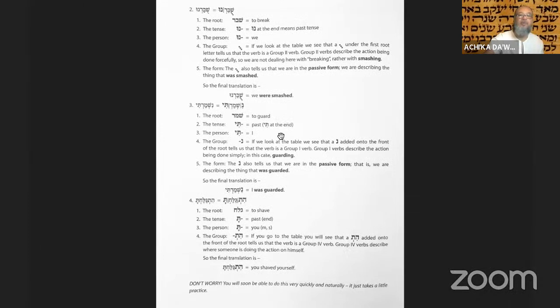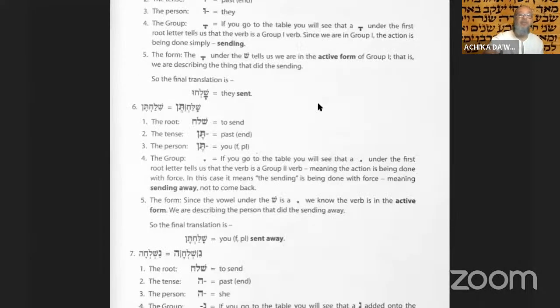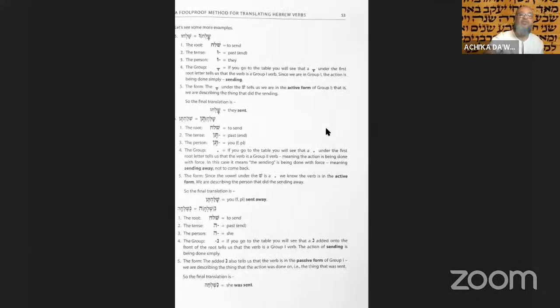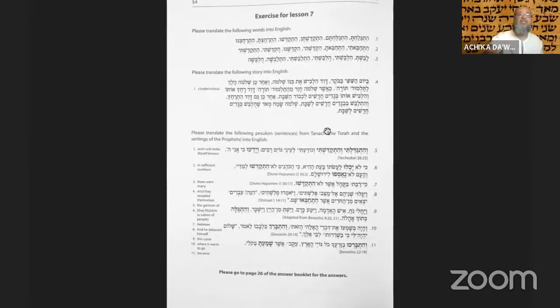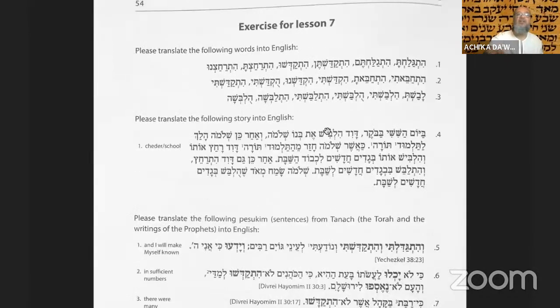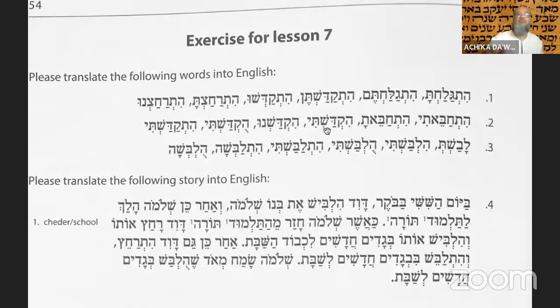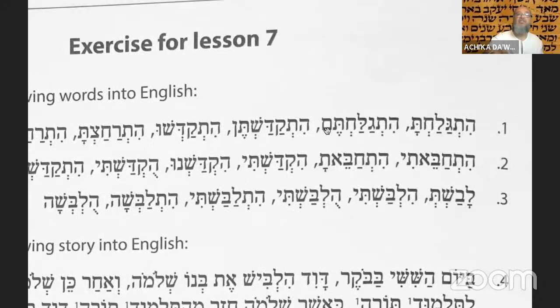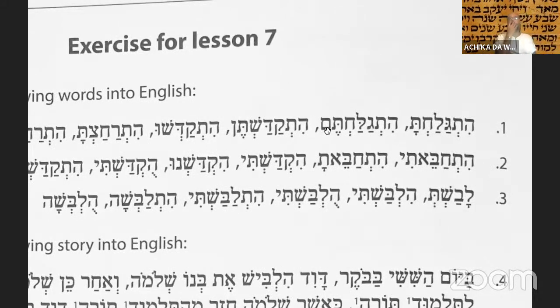So you have to memorize that, and that's what it is. Then they got some other examples here for you. So when you get this, you'll go through your examples and you'll understand it. Lesson number 7 here, right here at the top. Let's just do 2 of them. Okay. So the first one is what?